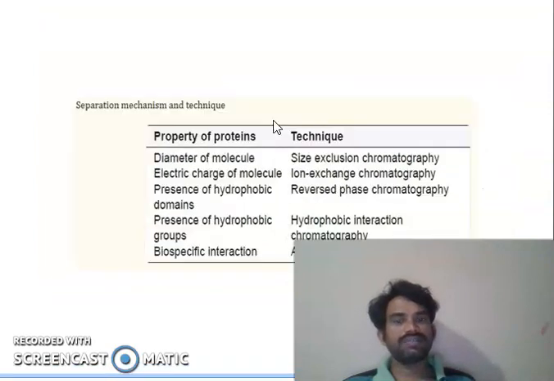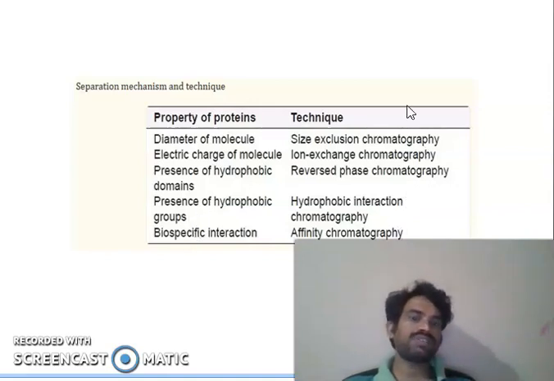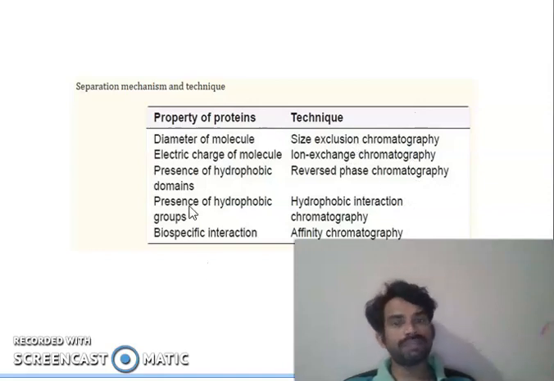Then you can see here the separation mechanisms and techniques. Property of protein and technique: size of the molecule, size exclusion chromatography; electric charge of molecules, ion exchange chromatography; presence of hydrophobic domain, reverse phase chromatography; presence of hydrophobic groups, hydrophobic interaction chromatography; biospecific interaction, affinity chromatography. These are the properties of protein, and these are the techniques we need to apply depending on the property of proteins.